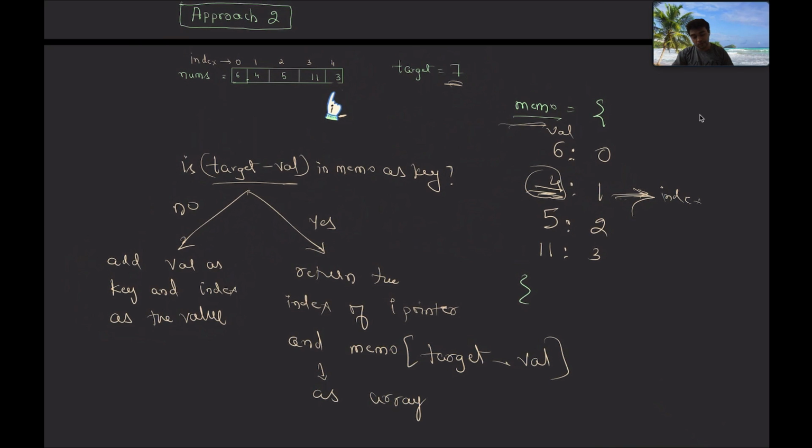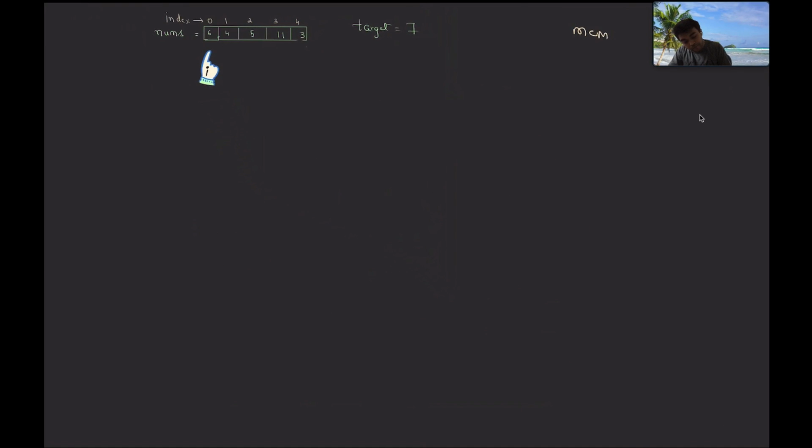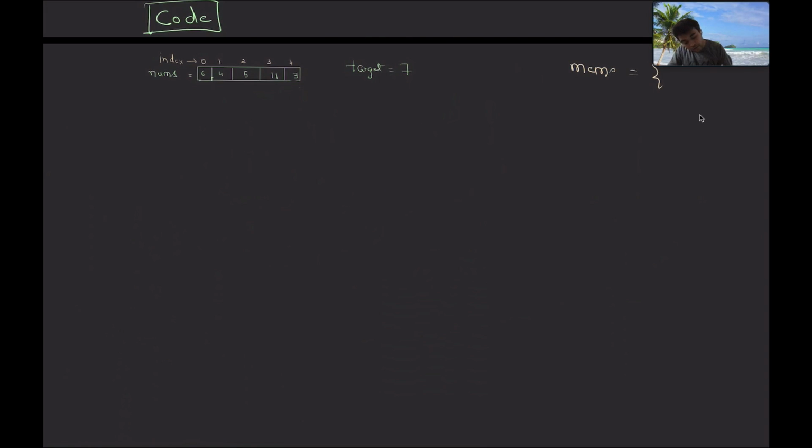Let's write the code for this. So let me take memo here. Memo means remembering something. So we are remembering the previous values, and for every iteration we are using that memo. Hence I've named this storage as memo. Let's initialize a pointer here for better understanding. Let me now write the for loop.